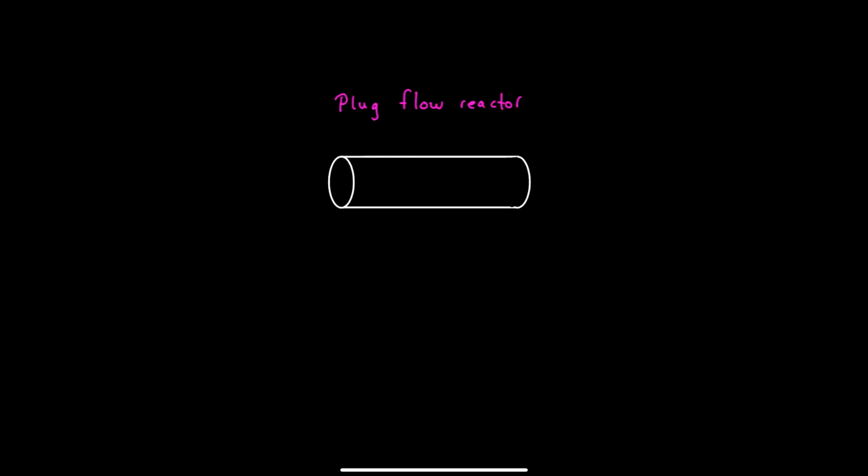So on the left side of our reactor, we would have our entering molar flow rate, which consists of a volumetric flow rate and a concentration, let's name it Ci0. On the right side of our reactor, we would have our leaving molar flow rate. So we would still have the same volumetric flow rate, however, our concentration would change to Ci out.